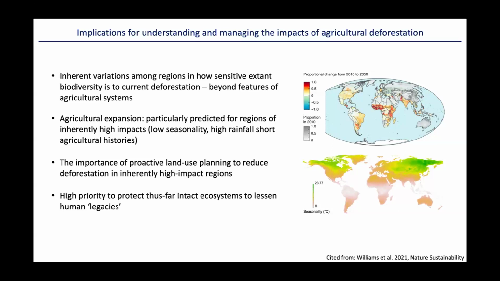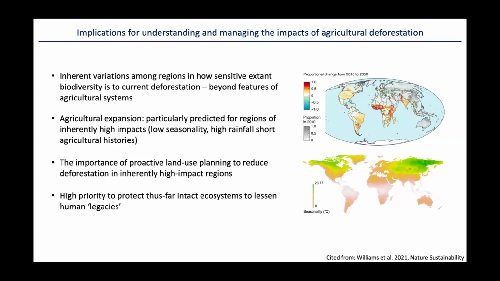And our study also brings into focus the importance of considering land use planning in terms of managing the impacts of global agriculture on biodiversity. Because if the reason for observed variations in the impacts of agricultural deforestation had only to do with the features of agricultural landscapes or agricultural systems, then managing the features of those systems would be our only or main tool that's necessary. But now that we found regions have inherent differences in how sensitive and vulnerable they are, this really highlights the necessity of thinking about proactive planning of land use to try to avoid more sensitive regions.